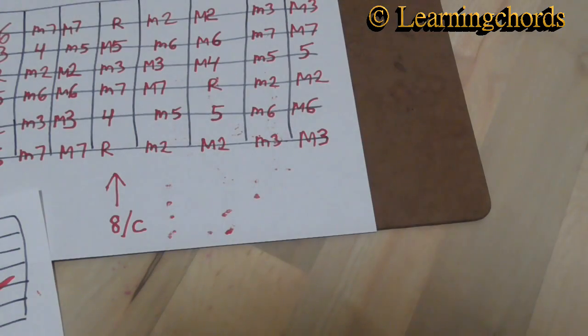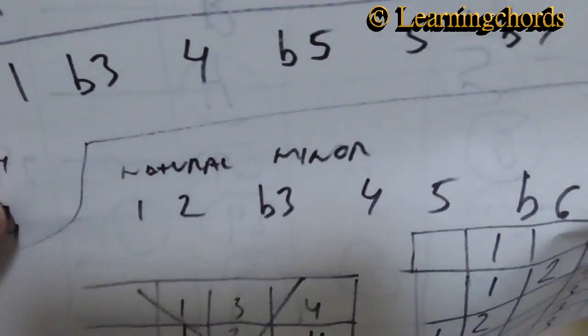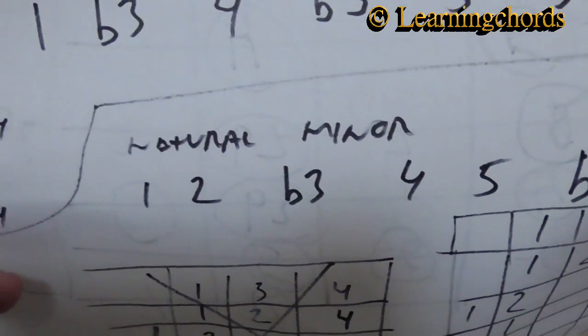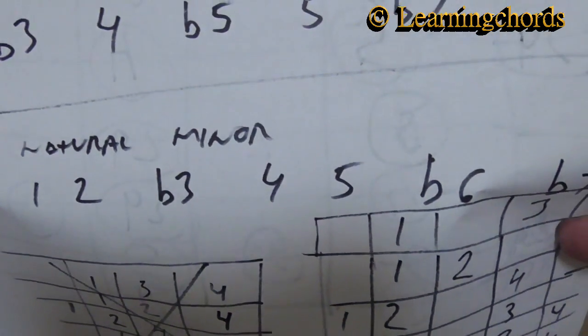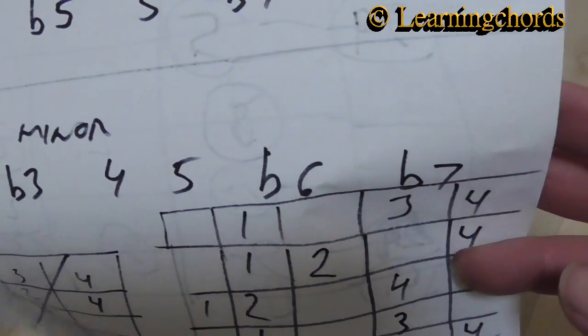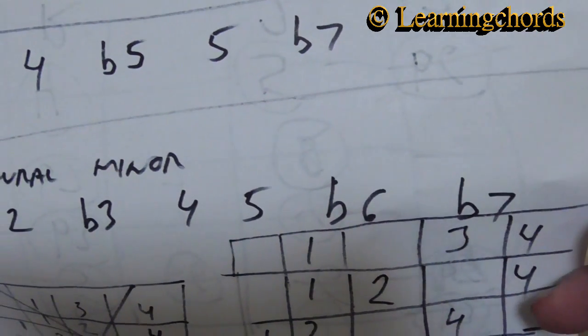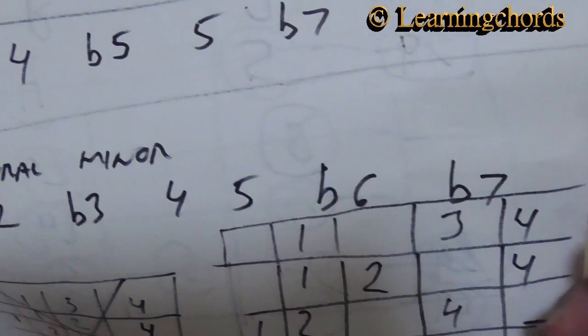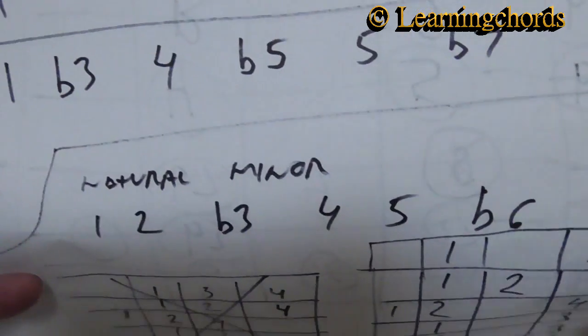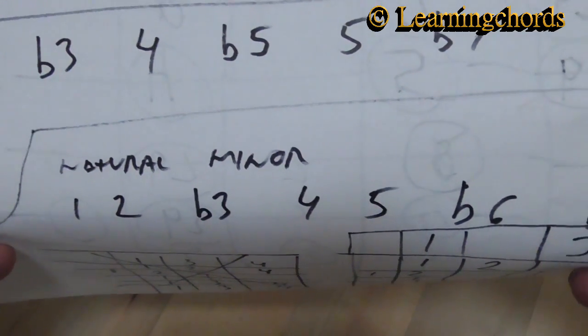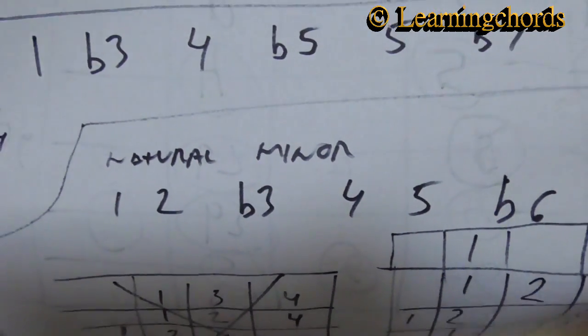One more to go, and then we are finished. Here's the natural minor. 1, 2, flat 3, 4, 5, flat 6, and flat 7. And again, we're going to have another example where you have a choice of going to the left or the right to make this work without having to move your hand all over the place. So this is another good example.